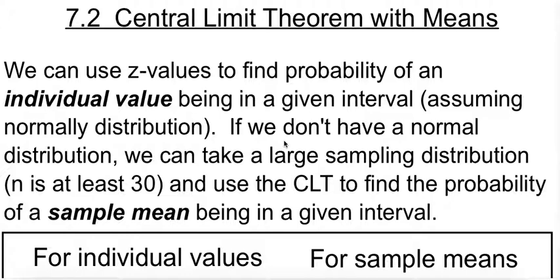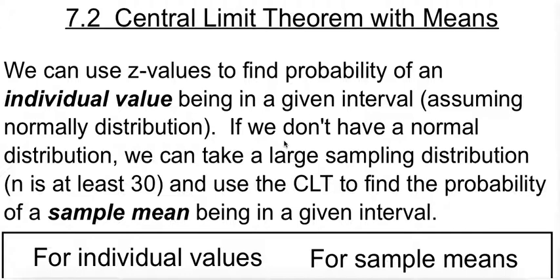So we used z-values last chapter to find the probability of an individual value being in a given interval. So remember, if you took your ACT score and we knew the mean and the standard deviation of ACT scores, we could find what percentile you're in or the probability that you would get that ACT score.